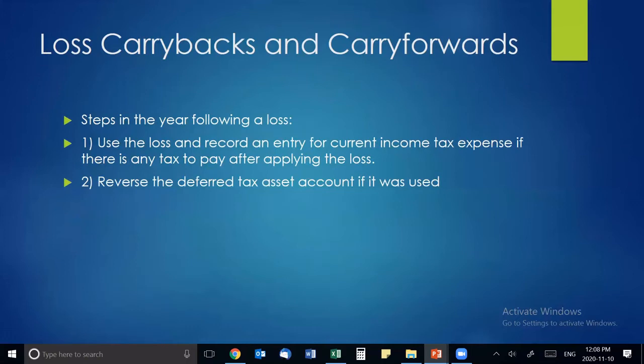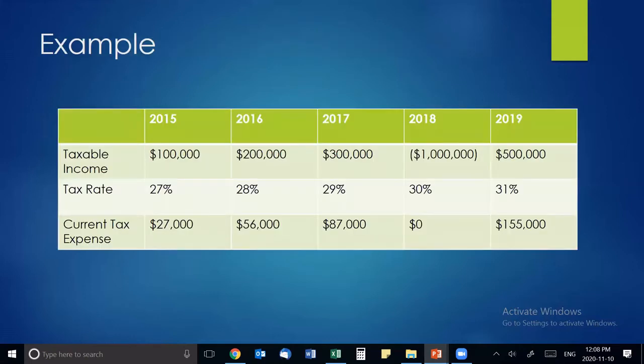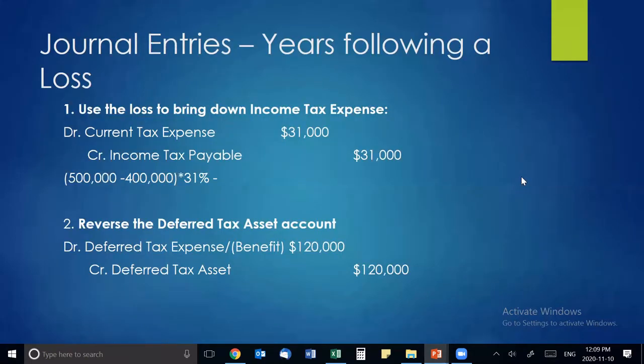So in the year following a loss, we're going to use the loss and record the entry for current tax expense, if there is any tax to pay after applying the loss, and then we're going to reverse the deferred tax account if we've used it. So for the years following a loss, in the first journal entry, we're going to use the loss to bring down our income tax expense.